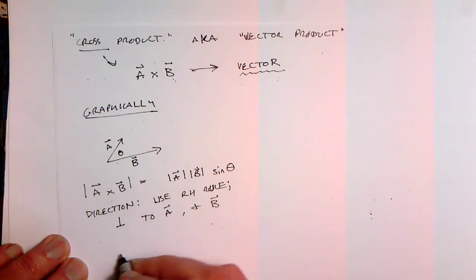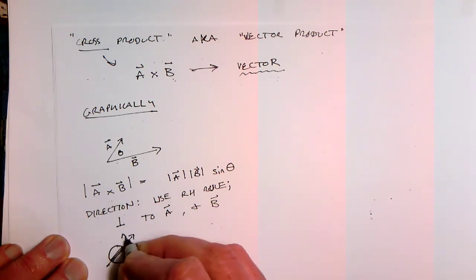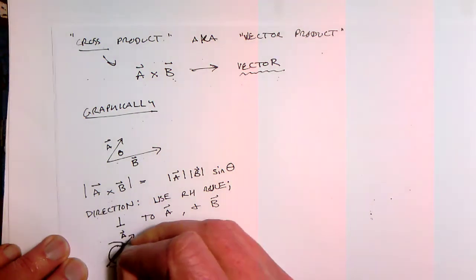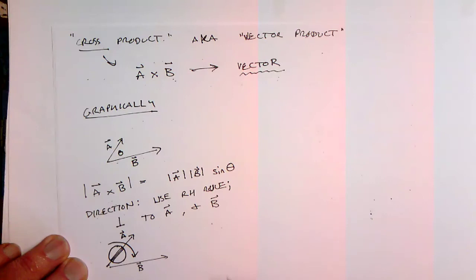Well, one way to think about it that I find handy is to imagine that I've got a screw, right? So here's the screw head. I've got the screw head lined up with the vector A, and I'm going to turn that screw so that it lines up with the vector B. Okay, if I imagine doing that, I'm going to have to turn this way, right? Righty-tighty means the screw will go into the page. So if vector C is A cross B, in this case C will be into the page.